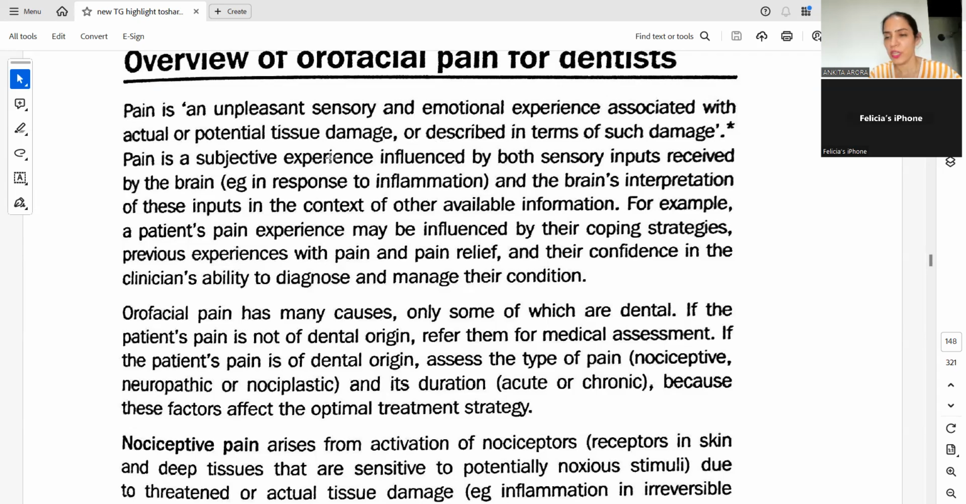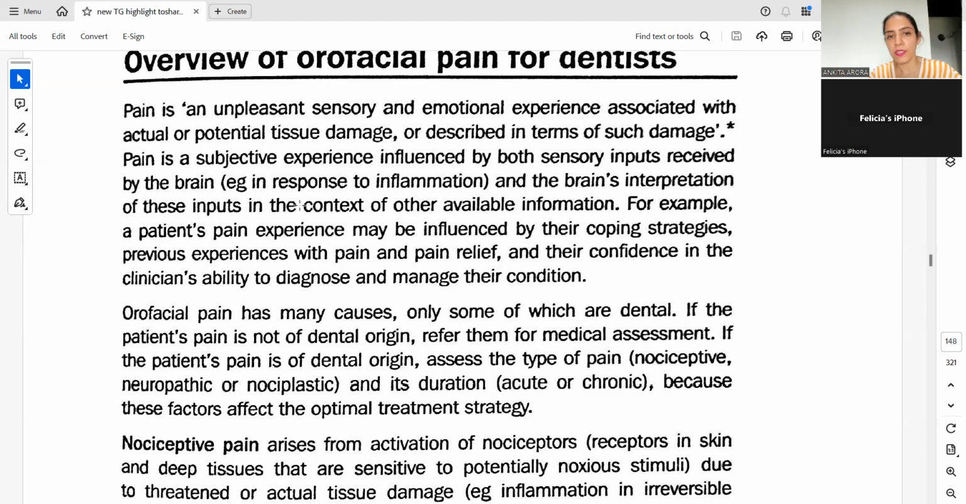Now, pain is a subjective experience influenced by both sensory inputs received by the brain, for example, in response to inflammation. So some inputs are being sent, and the brain interprets these inputs in the context of other available information. So there is a past memory in the brain. So that whole library of files of pain opens up.